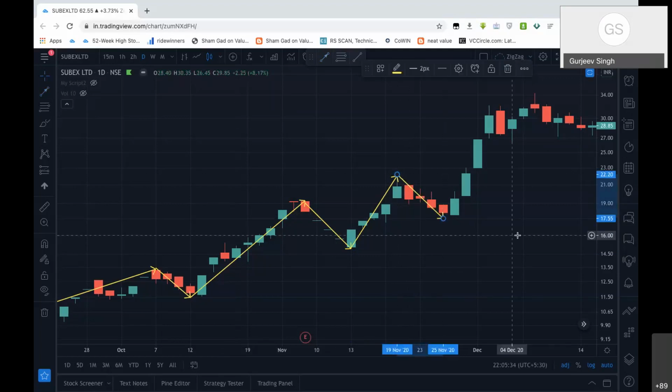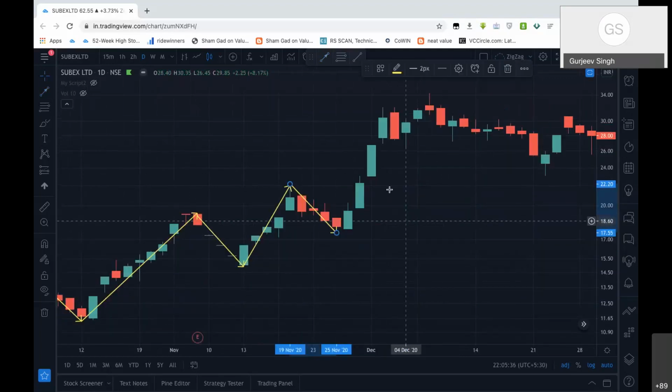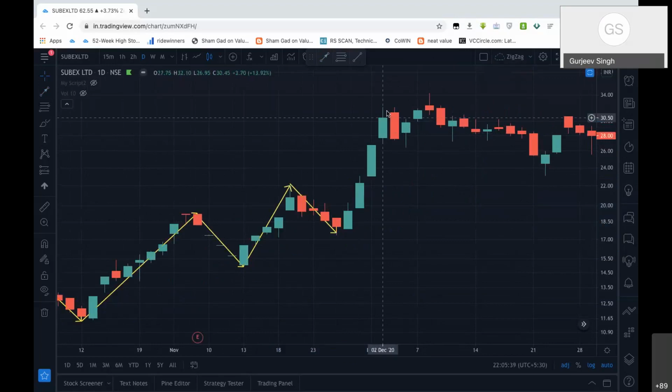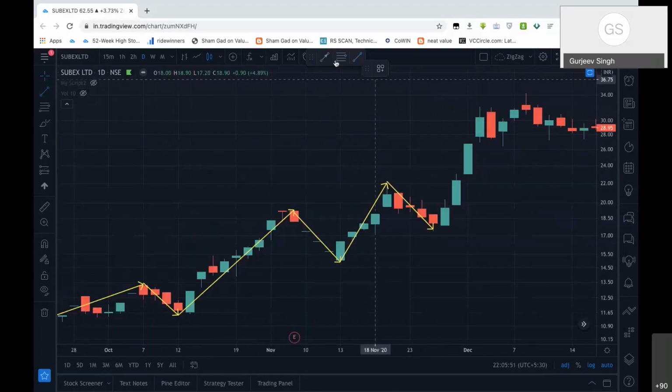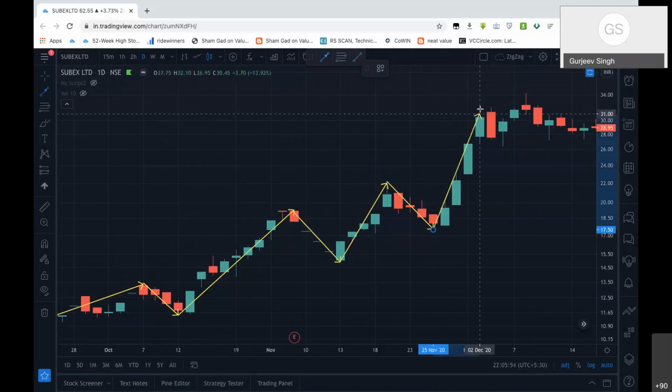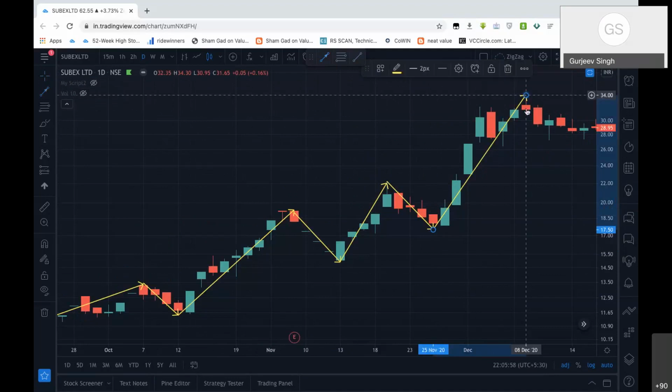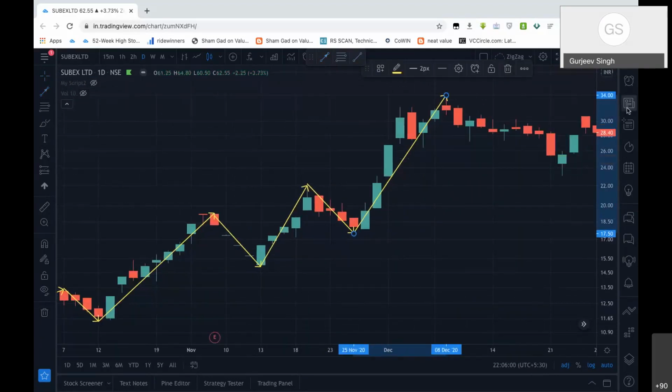Now, let's move ahead. Is this a valid point? Okay. If my trend is going from here to here, it is not a valid point. We are looking for a high, so we straight away go here. We should connect only valid points. Right. Absolutely.